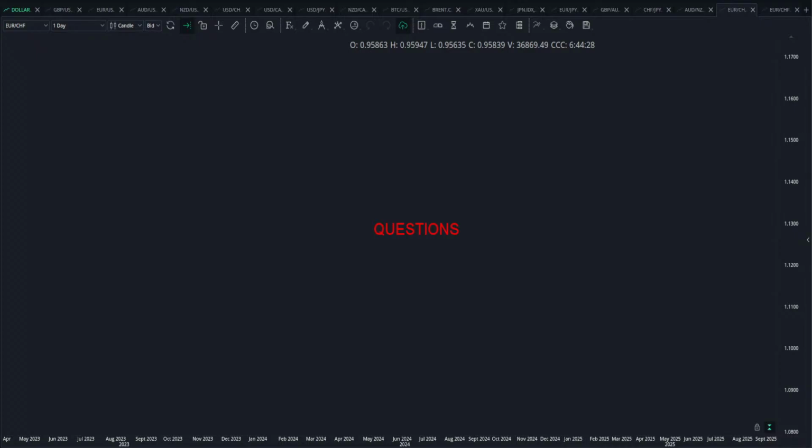You can adjust your position size in such a manner that even if your stop loss gets triggered, you should not lose more than 1%.